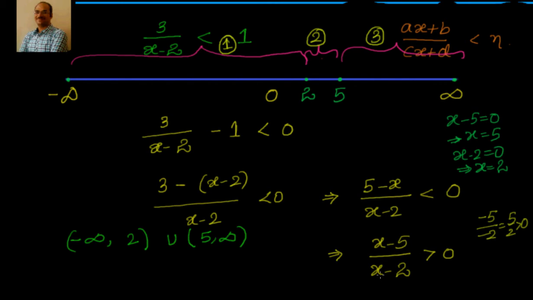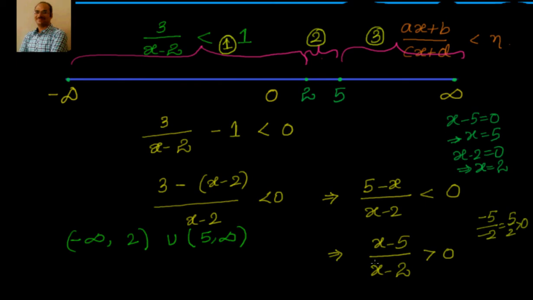1 minus 5 is minus 4. 1 minus 2 is minus 1. Minus 4 by minus 1 is 4, which is greater than 0. Similarly, between 5 and infinity, you take any value. You can see very clearly, if the value is bigger than 5 and 2, automatically both of them will be positive only, right? 8 minus 5 is 3 and 8 minus 2 is 6. So it will be always positive.